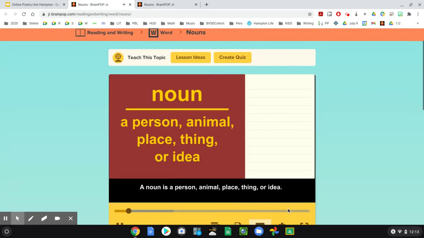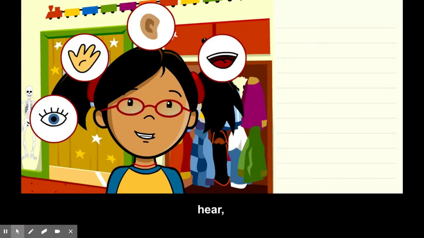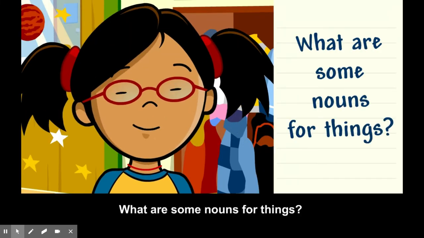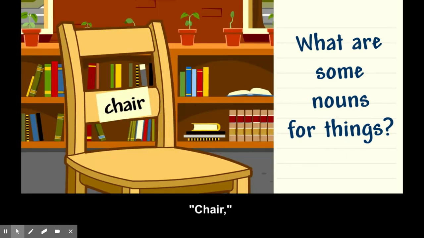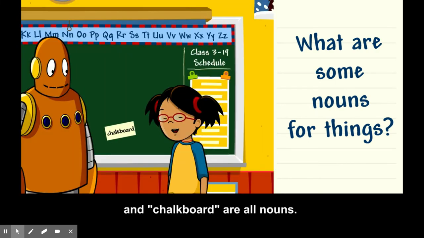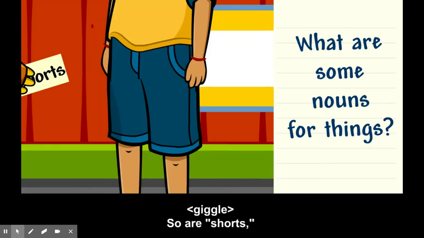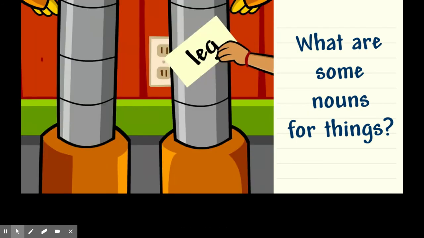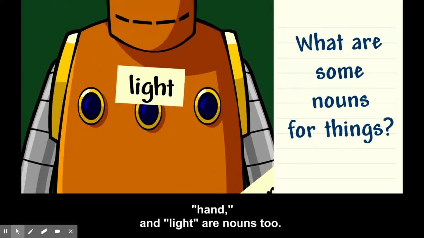Place, thing, or idea. A noun can be something you see, feel, hear, taste, or smell. What are some nouns for things? Well, nouns are naming words. Chair, table, apple, and chalkboard are all nouns. Right, shirt is also a noun. So are shorts, sock, and sneaker. Leg, arm, hand, and light are nouns too.